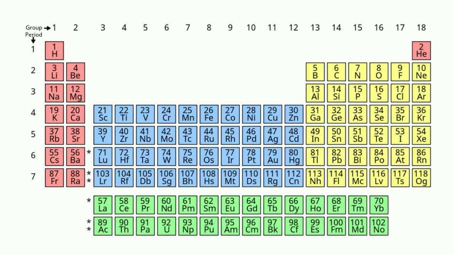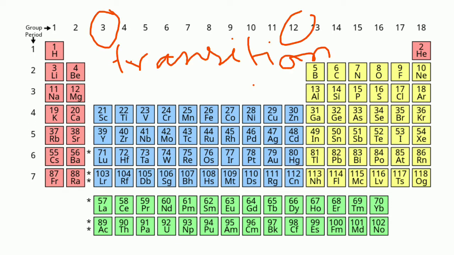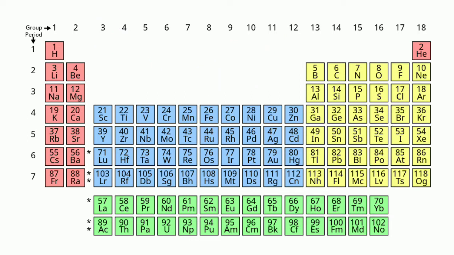Next, the third group to the 12th group are transition metals. Transition metals means they are strong, hard metals. Groups 13 to 18 are p block elements. The p block has metals, non-metals and metalloids in it. Groups 3 to 12 are d block elements. Transition elements are also called d block elements, and first and second group elements are s block elements.